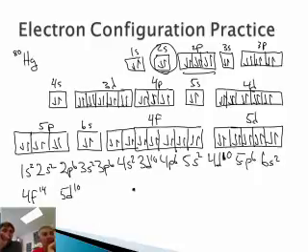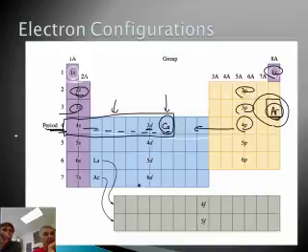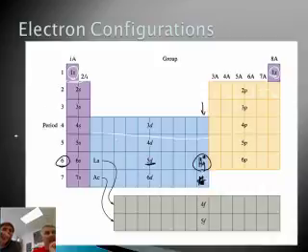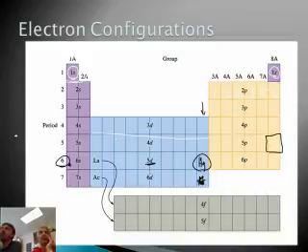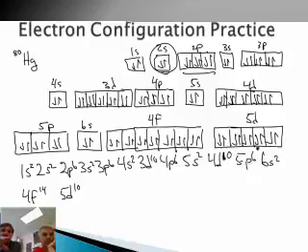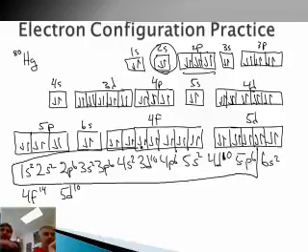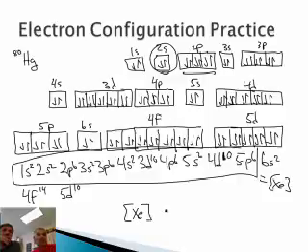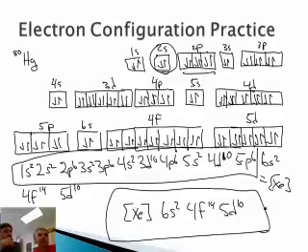Now, shortcut. I like shortcuts. For the shortcut, Mercury is here, so we want to go to the noble gas, the last one in the previous row, which is xenon. We take everything through 5p6 and roll that into xenon. So we just say bracket xenon, and then everything after that: 6s2, 4f14, 5d10. Done. This shortcut is equal to all of that.